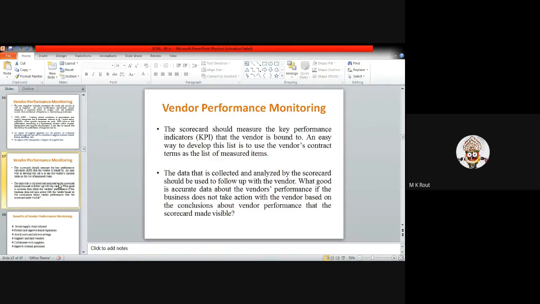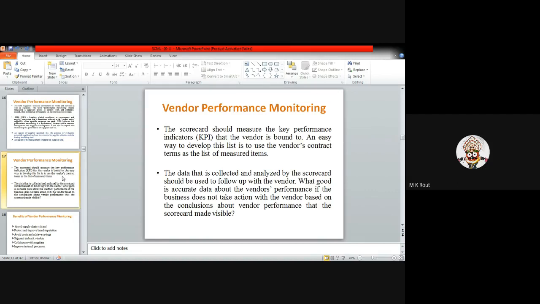Moving to the next part. From the company point of view, most companies are implementing scorecards, and that scorecard should measure the key performance indicators, known as KPIs, that the vendor is bound to provide. The vendor goes through this particular scorecard, and it should be analyzed by the companies. An easy way to develop this list is to use vendor contract terms as the list of major items. And the data collected and analyzed by the scorecard should be used for all of the vendors.